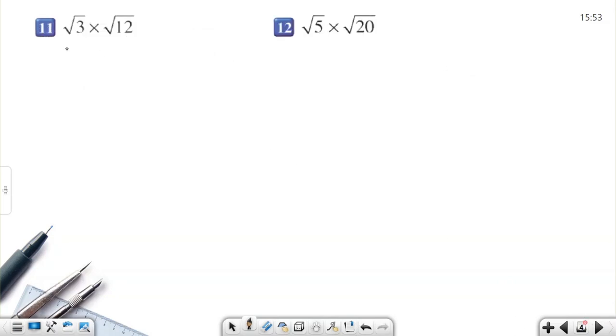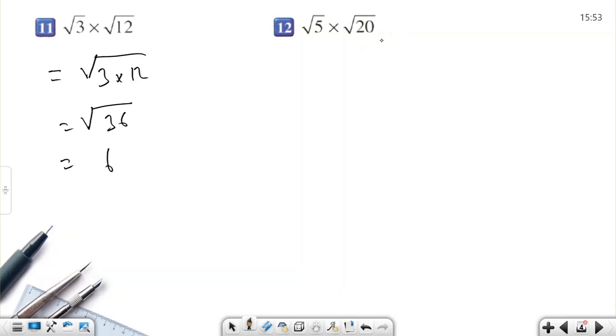Okay, there are some good examples. This time we have square root of 3 multiplied by square root of 12, and I can write it under the same square root. What is my target? I already know 3 times 12 is 36, so it equals square root of 36. What is square root of 36? Any idea? 6. Good.